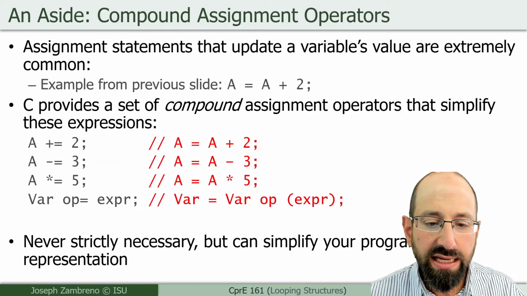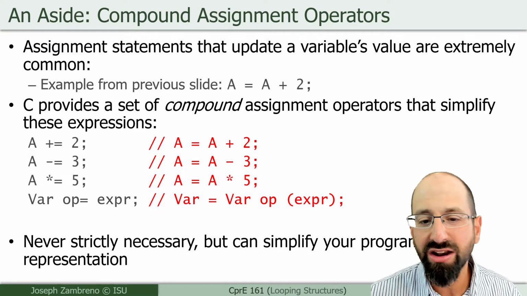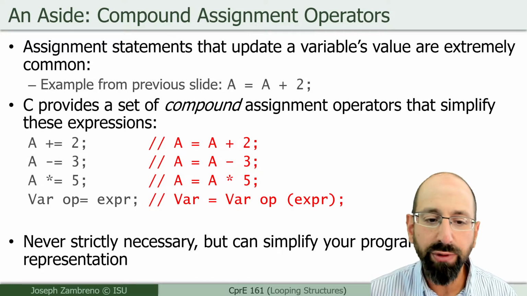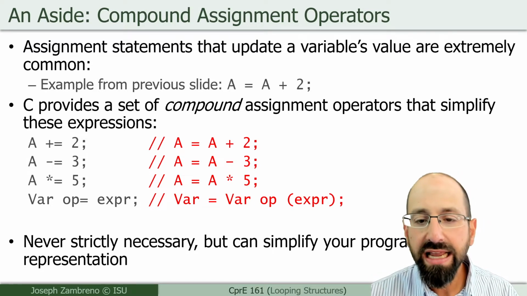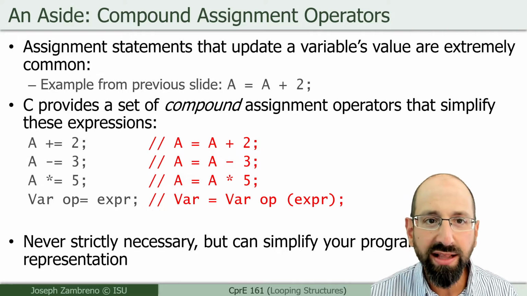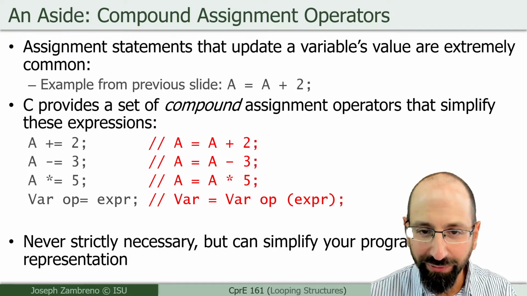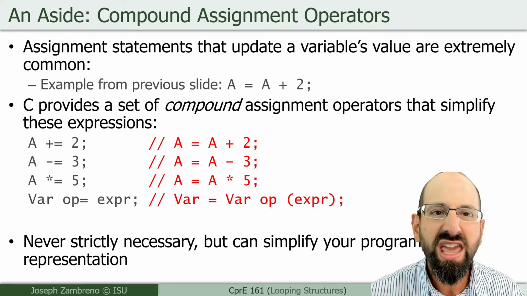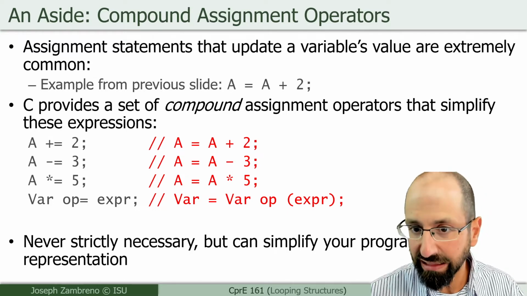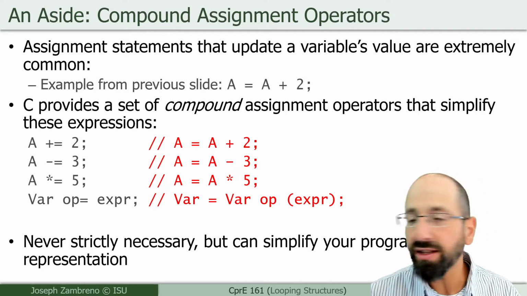A small aside, we've been having these assignment statements quite commonly that are updating a variable's value. They're extremely common. From the previous example, we had a equals a plus 2. C actually provides a set of what's referred to as compound assignment operators that does simplify the logic. Simple is in the eye of the beholder here, but it requires fewer typing of characters to actually update that variable. If I know it's a that I'm going to set as the result of incrementing a itself by 2, instead of writing a equals a plus 2, we can write a plus equals 2.